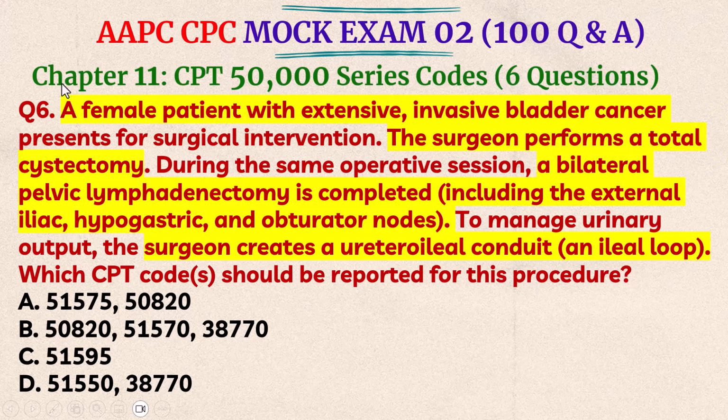So, here you have to highlight this is a female patient with extensive invasive bladder cancer. The surgeon performs a total cystectomy. Cystectomy means the removal of bladder, and the bilateral pelvic lymphadenectomy, that is removal of the lymph nodes. And also, a surgeon creates a ureteroileal conduit. So when you look at the answers, there are multiple codes used and those codes are in different locations. So if you use the elimination method, it will take some time to find the correct code. So in this type of question, better to use the CPT alphabetic index to find the answer quickly. But for the learning purpose, we'll do both methods.